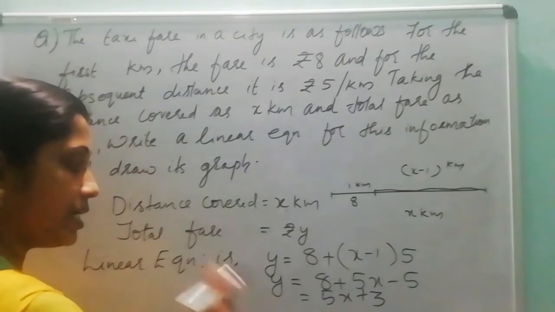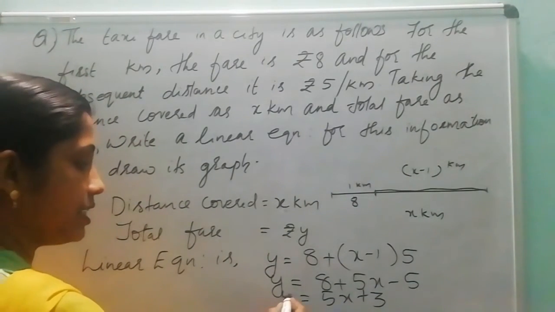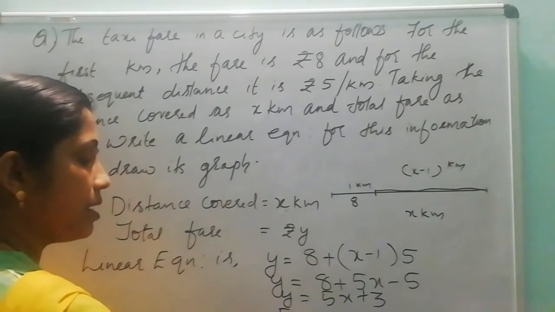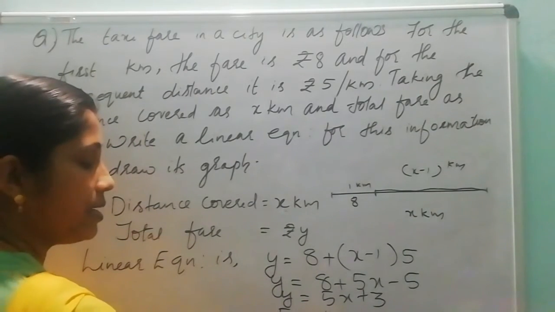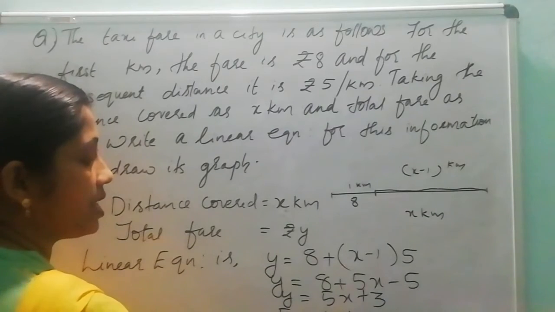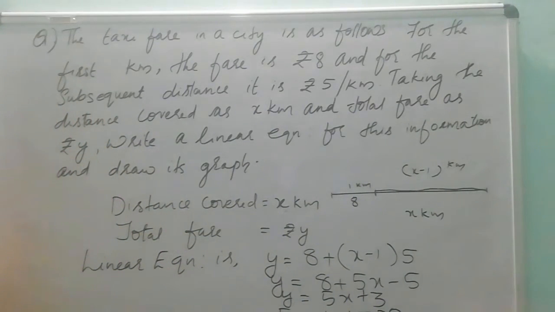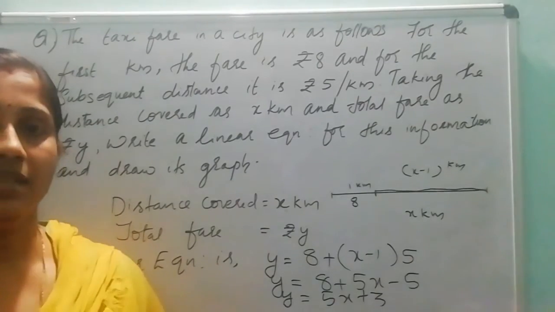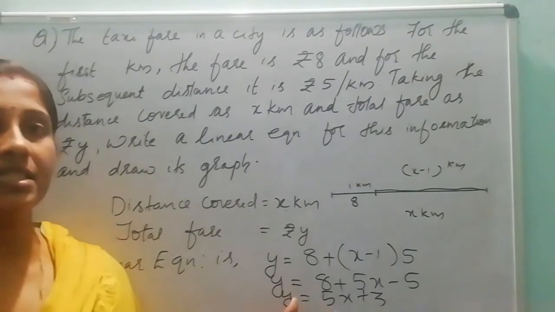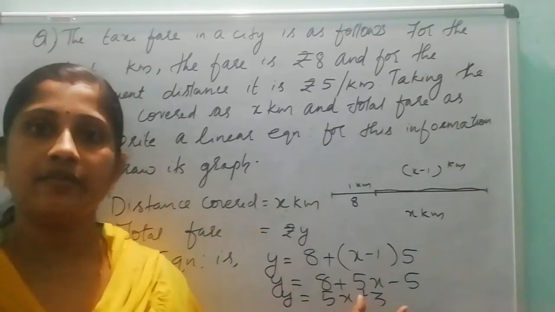Thus we got the linear equation. We can arrange it as 5x minus y plus 3 is equal to 0. This is a linear equation, and the solution is y is equal to 5x plus 3.